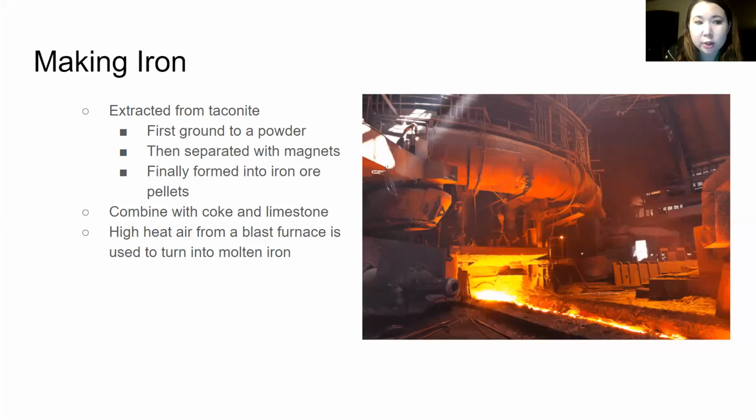So the first step in the process is to make the iron. The iron is extracted from taconite, and it is first ground to a powder, and then it is separated out with magnets. Finally, it is formed into iron ore pellets. Once these pellets are formed, they're combined with coke, which was the heated, sealed, and baked coal, and then limestone. Once these are combined, high heated air is blasted from a blast furnace, and it is used to turn the combination of materials into molten iron.